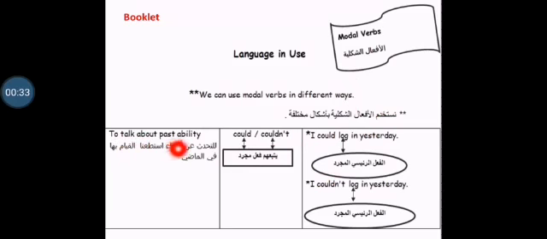To talk about past ability, we use could or couldn't. Let's read the examples. I could log in yesterday, and notice here the use of the word yesterday. I couldn't log in yesterday. And could and couldn't are followed by infinitive or base form of the verb.